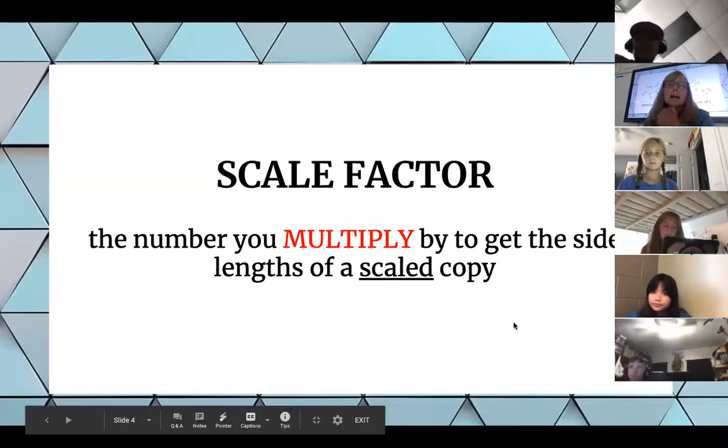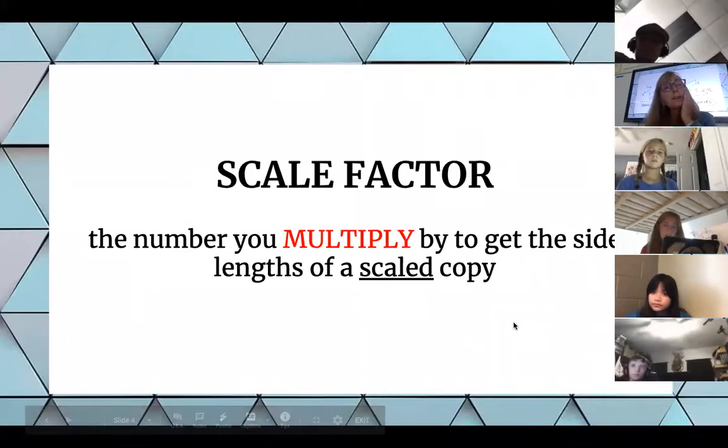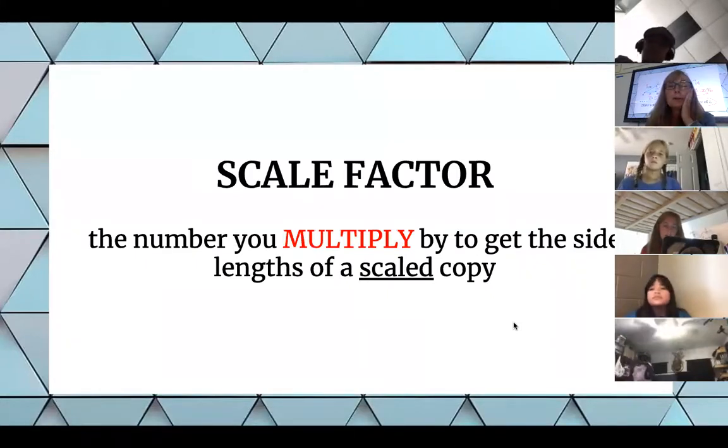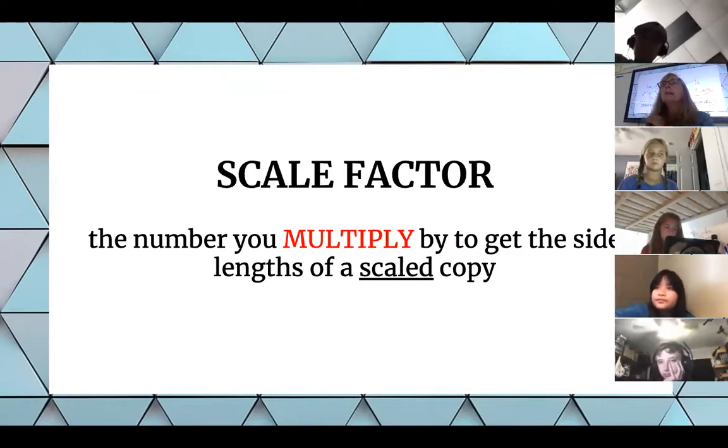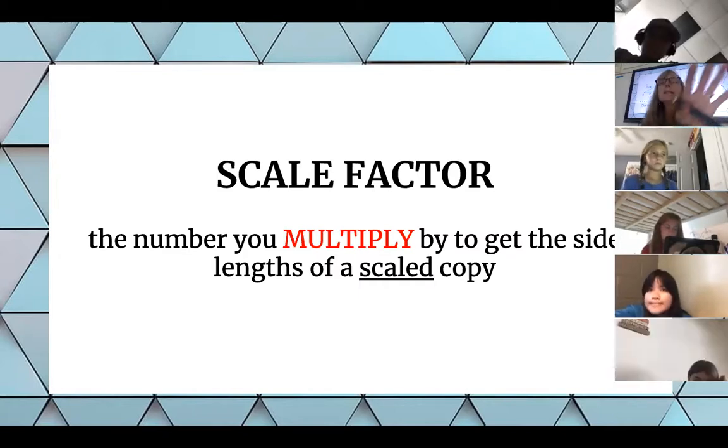All right, so the last slide is: scale factor is the number you multiply by to get the side lengths of a scale copy. It is a multiplier. Now I put this slide deck on the Canvas page, so this is the summary of the lesson, okay?